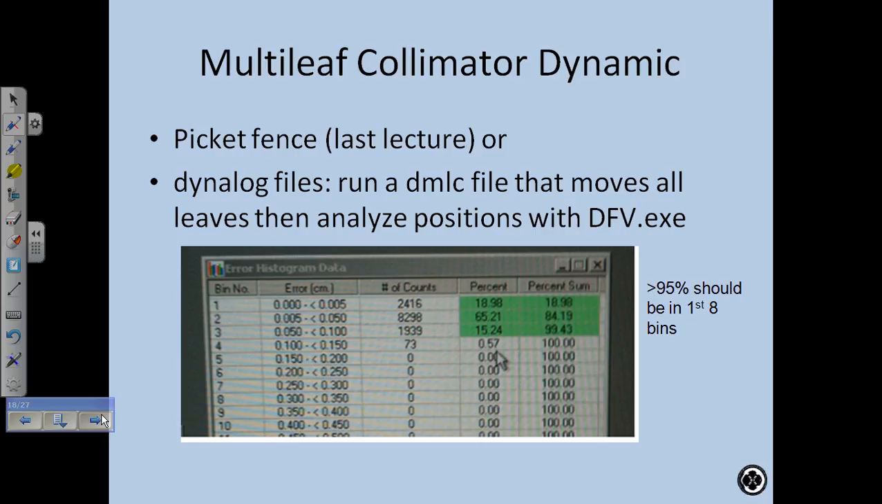Multi-leaf collimator dynamic test. So these are done in different ways. One is picket fence, which we talked about last time. Who's done a picket fence?